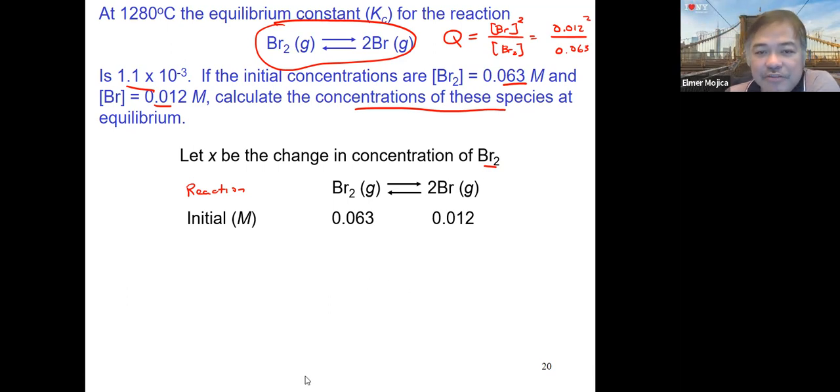Now, what is the value of Q here? Because you're going to compare the value of Q with respect to K. Try to calculate. What is the Q value?